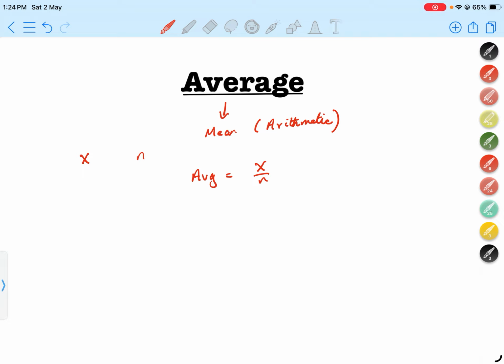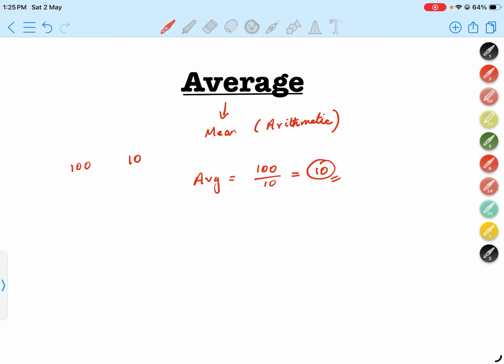Let us consider it with some better example. Let us say that suppose there is 100 rupees which is to be divided among 10 people. So on an average each individual will be getting 100 divided by 10, which is equal to 10 rupees, and this 10 rupees is the average.